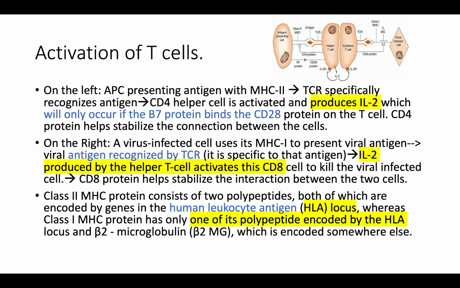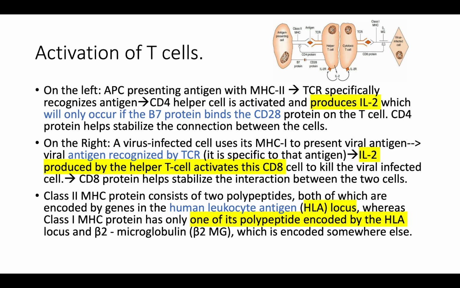So now, to add on this, we are talking about the HLA. On the left, we talked about the APC presenting to MHC2, and the T cell receptor specifically recognizes it. The co-stimulator signal and so on. On the right is the virus infected cell. Interleukin 2 is produced by the helper T cell and then it is killed.